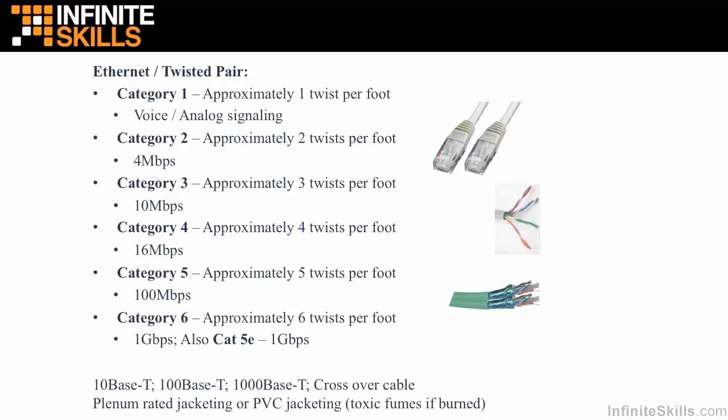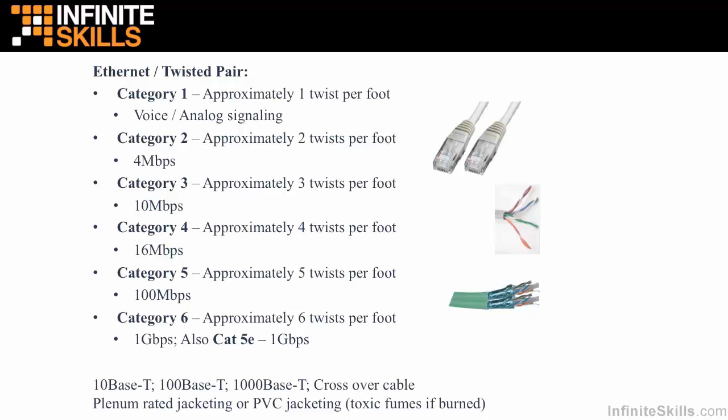Well, studies have shown us how many twists per foot it takes to get a certain level of improved performance out of the twisted pair cables. For standard voice, which is like your telephone cabling, it's called Category 1 cable, and it has approximately 1 twist per foot. In other words, the ground wire wraps around the data wire. The data wire is now carrying your voice data, analog type data, once per foot. And so Cat 1, Category 1, has approximately 1 twist per foot and is generally only used for voice.